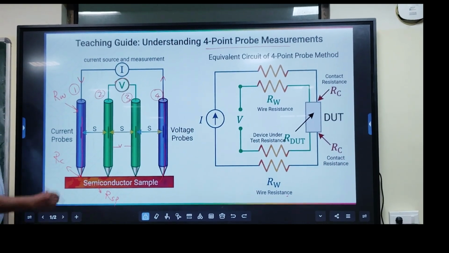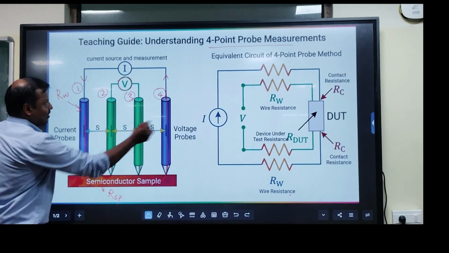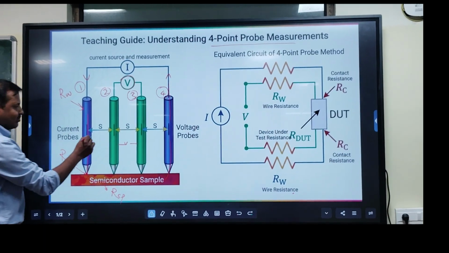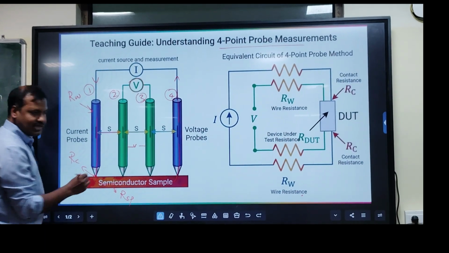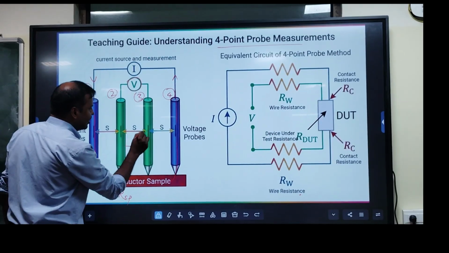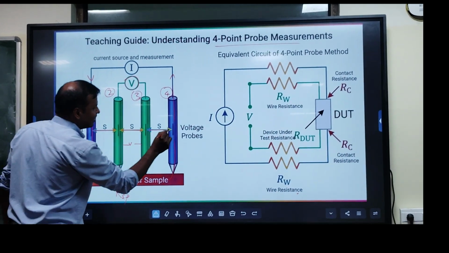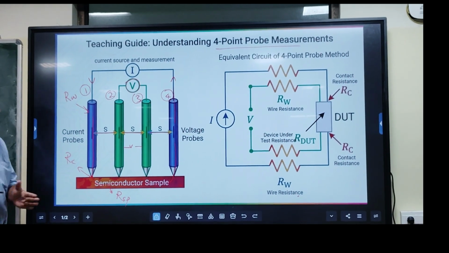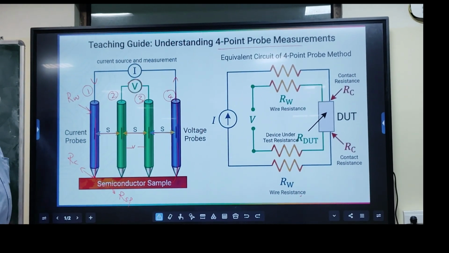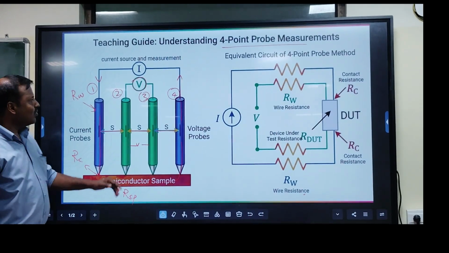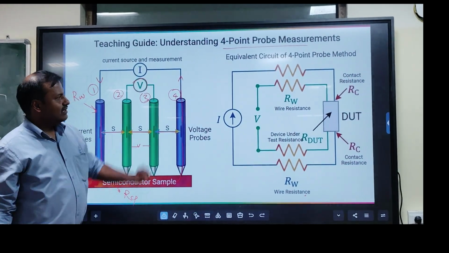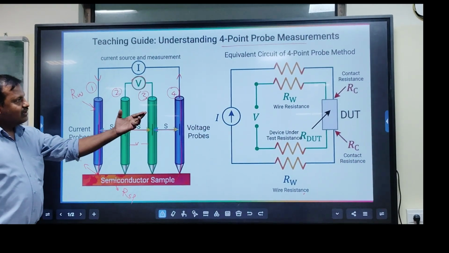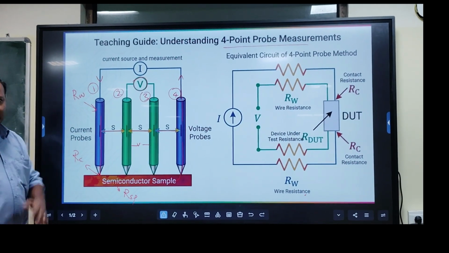Apart from that, all four probes are kept at equal distance. That means the distance between probes 1 and 2 is S, the distance between 2 and 3 is S, and again between 3 and 4 is S. All the probes are kept with equal spacing. This is the actual setup. Now we will see the equivalent diagram of these four probes. Before that, what we will do?